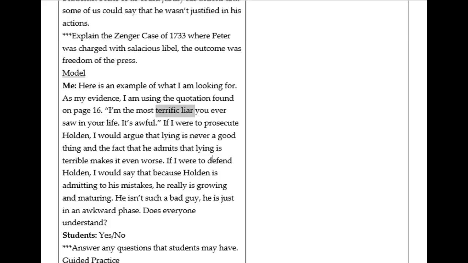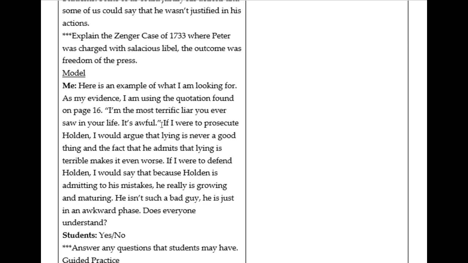I think I would argue that lying is never a good thing, and the fact that he admits that lying is terrible makes it even worse. Right? And so if I was the prosecution, that's what I would do. Now, let's take this same quote. If I was the defense side, what does the defense do? Okay, they say that he's wrong, right? How would I say, no, you're interpreting it wrong. It's not really like that. Okay, so look, Riley, you have what you need in here. You have the model, you have the quote, you have the conclusion. All I'm asking you is right there, okay? Crack your head open and share the thought process that got you from one to the other.